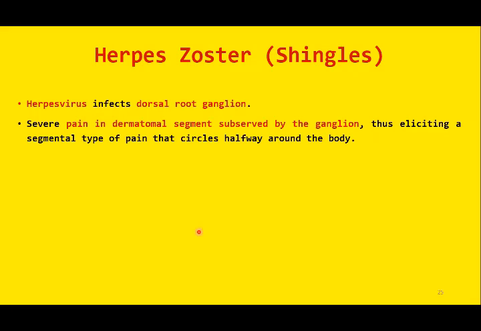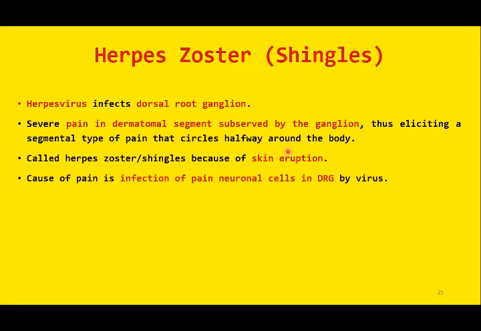So when the DRG is infected, there will be severe pain in the dermatomal supply of the dorsal root ganglion, and such pain will start circling around the body, and we call it herpes zoster or shingles, because after the infection there is skin eruption as well. When there is infection with this virus, the dorsal root ganglion is involved and the pain neuronal cells located within the DRG are destroyed by the virus.